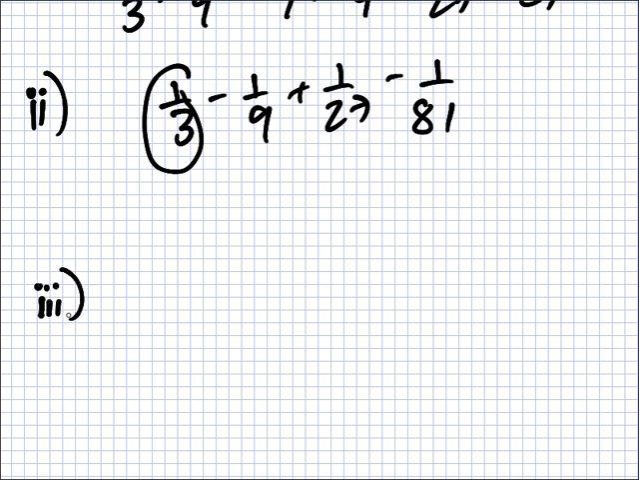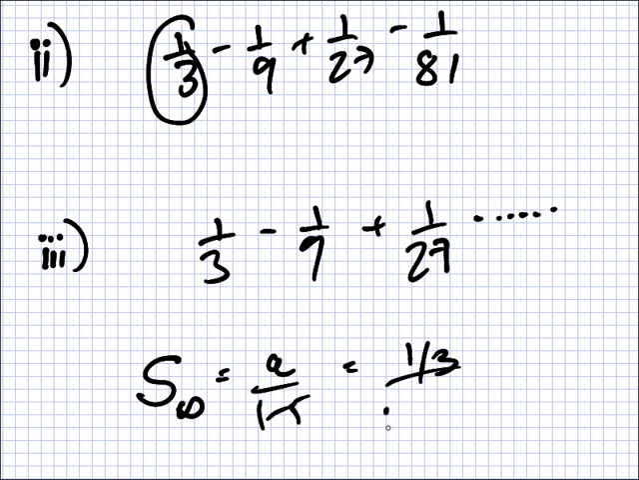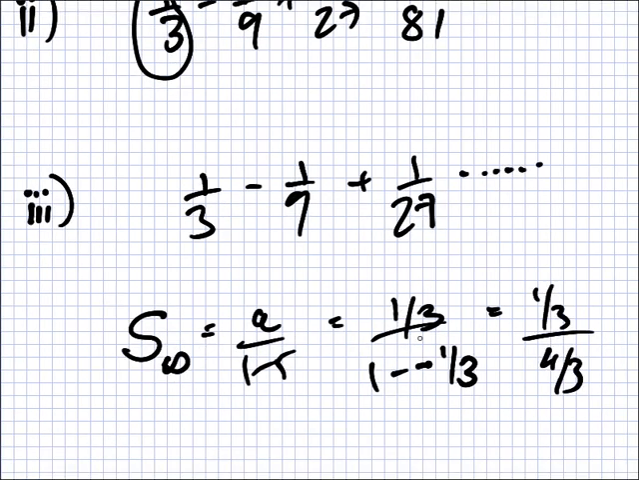And the last one was another S infinity question. Again, if you got the answer a different way, that's okay. So S infinity is A over 1 minus R, which is 1 over 3 over 1 minus 1 over 3, isn't it? Which is 1 over 3 over 4 over 3, which is 1 over 4 then.